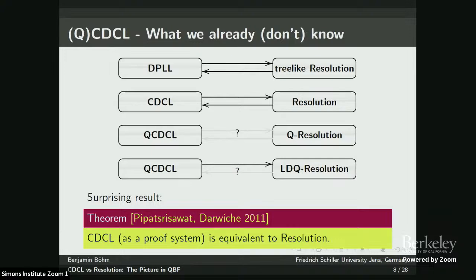And now we simply ask the question for the QBF case. What is the connection between QCDCL and Q-resolution, or QCDCL and LDQ-resolution? The only thing we know so far is that we can extract LDQ-res proofs out of QCDCL, because that was the whole purpose of defining LDQ-res, to formalize QCDCL a little bit.